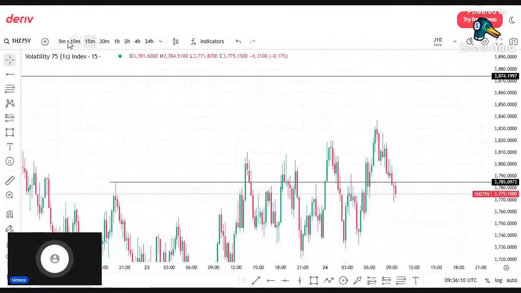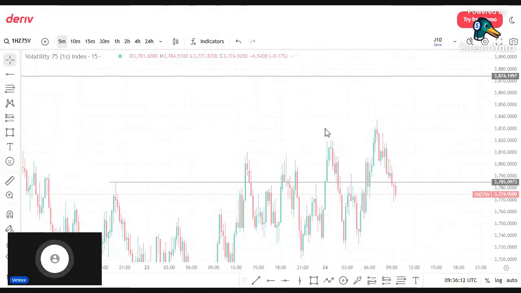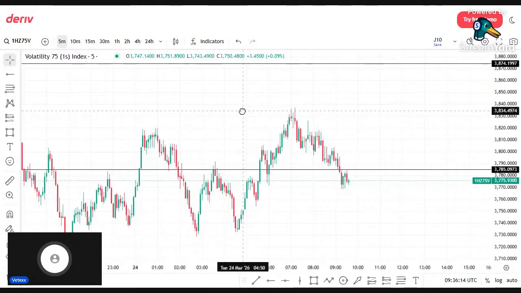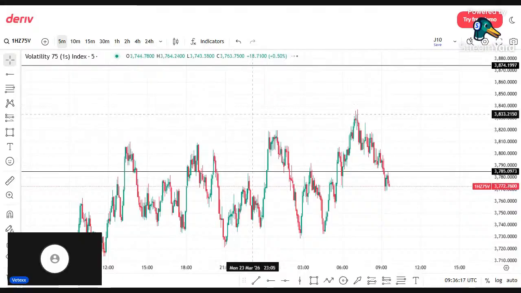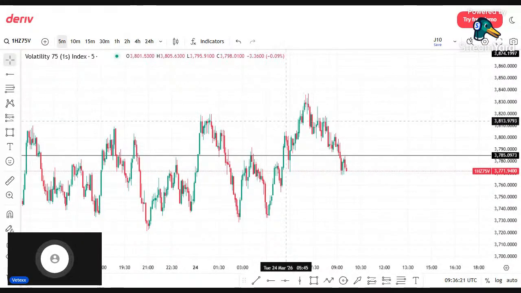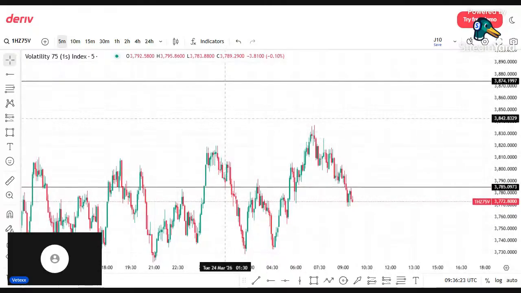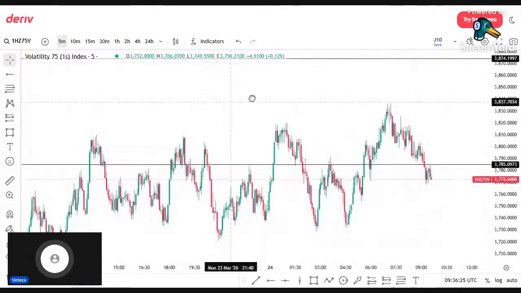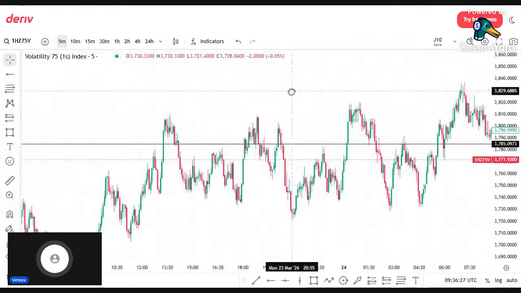So let me go to the 5 minutes and see. If there is anything on the 5 minutes, we'll reduce our risk if we want to take the trade. So this is not going to work. We don't have any continuation here. There is nothing on this time frame. We don't have any continuation.